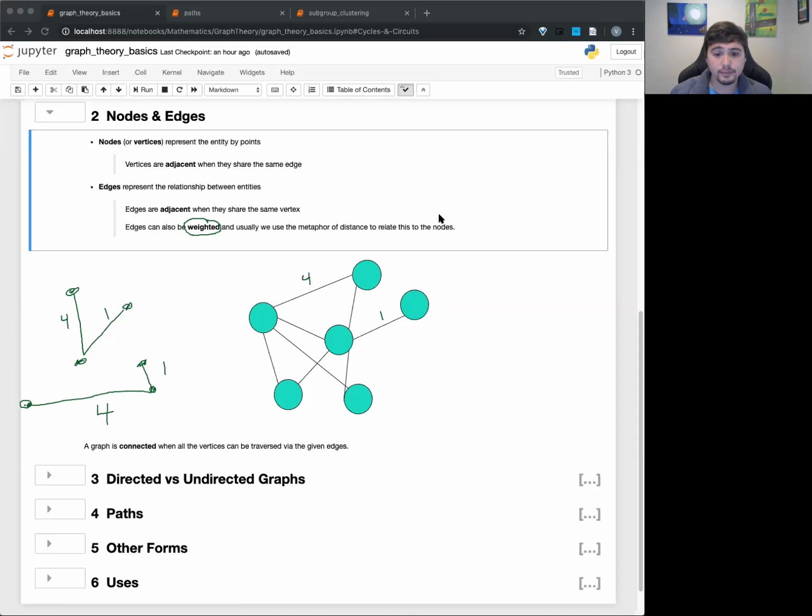Okay. Cool. Another quick note is that I think the curriculum talks about this, but a graph is connected when all vertices can be traversed via the given edges. So basically it means we can visit each town in some way, even if it means that we have to drive all the way over. If I had another node right here that's connected like this, it would not be a connected graph because there's no way to get to this node over here. Of course, if I make just one small connection, now it's a connected graph.